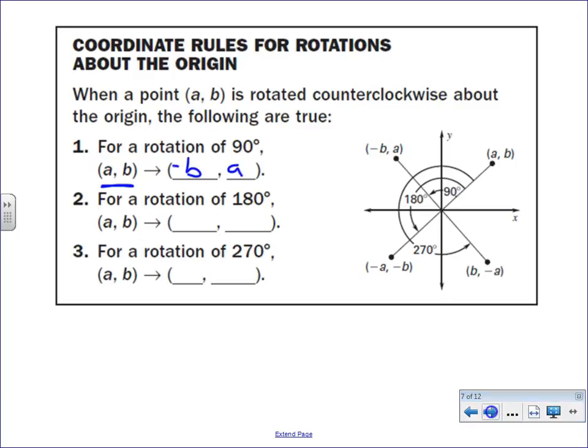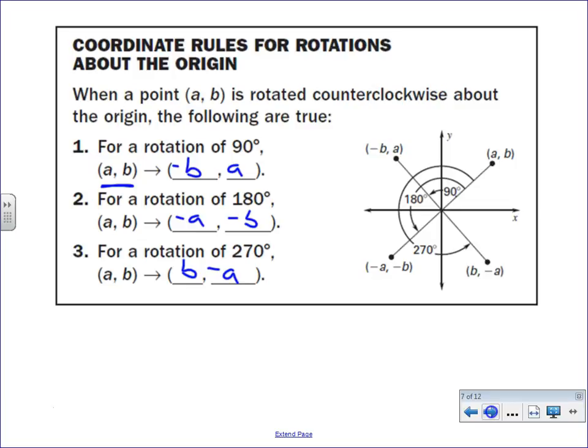the first one becomes opposite of what we had. If it's 180 rotation, both of those become opposites. If it's a 270 rotation, we flip the values, and our y coordinate becomes the opposite of what we had originally for A. So those are the rotation rules that we can apply.